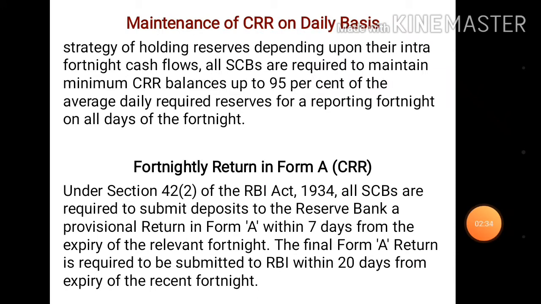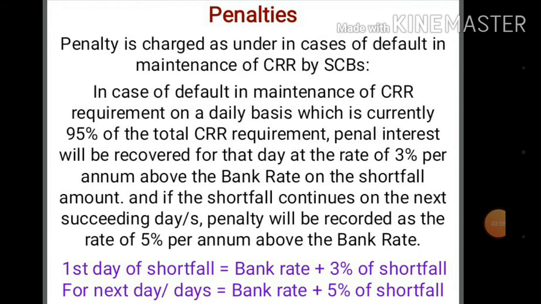A bank has to maintain CRR according to its last fortnight's NDTL. If it fails to maintain at least 95% of the cash reserve which is allotted by RBI, then a penalty of 3% plus bank rate is due for 1 day of shortfall. If the shortfall continues, then the penalty will be 5% plus bank rate for the subsequent days. If you want to read the full details of this video, then the link is given below.